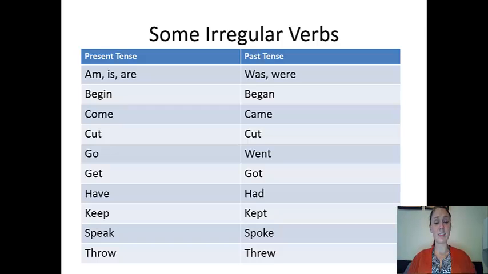Cut and cut are the same in the past and the present. I cut the paper today. I cut the paper yesterday. Go in the present becomes went in the past. Notice how that whole word changes. Get becomes got. Have, had, keep, kept, speak, spoke, throw, threw, and those certainly aren't all of the past tense verbs there are.